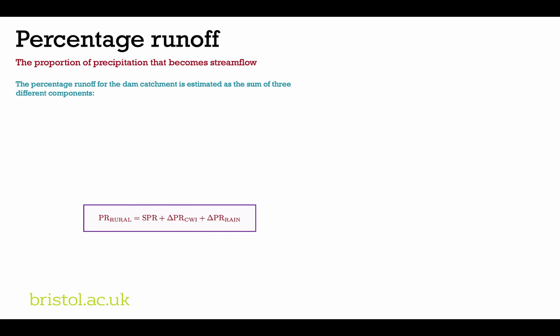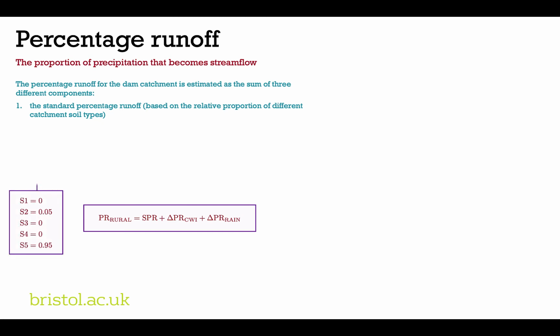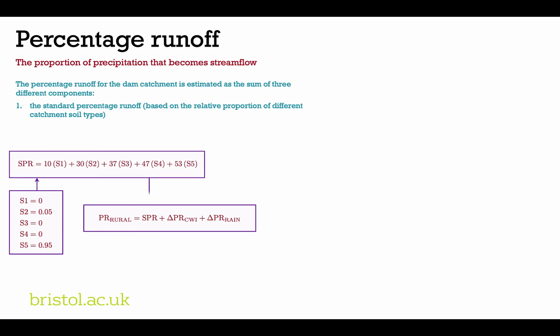For a rural catchment such as the one that you're working in, it's a function of the standard percentage runoff, and that is based on the relative proportion of different soil types in the catchment. And if you look in your handbook, it will be specified that this is the relative proportion of those different soil types, and using this equation for standard percentage runoff, you can calculate your SPR value.